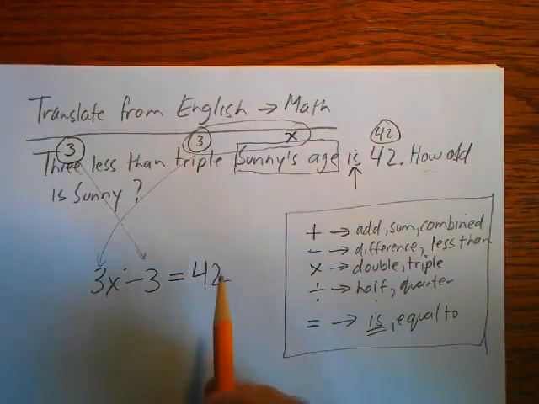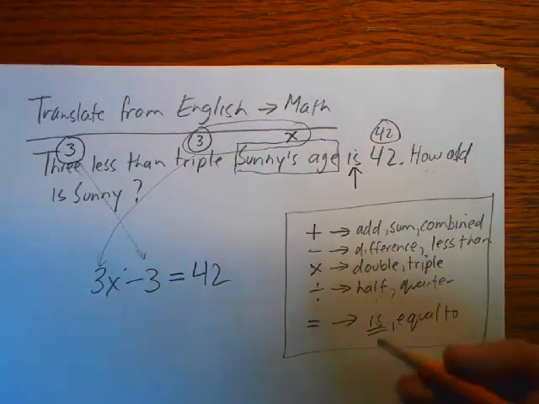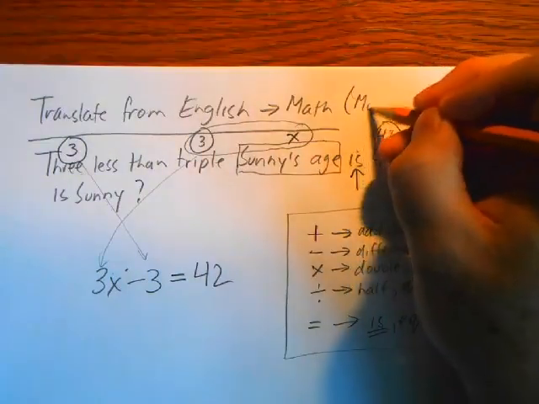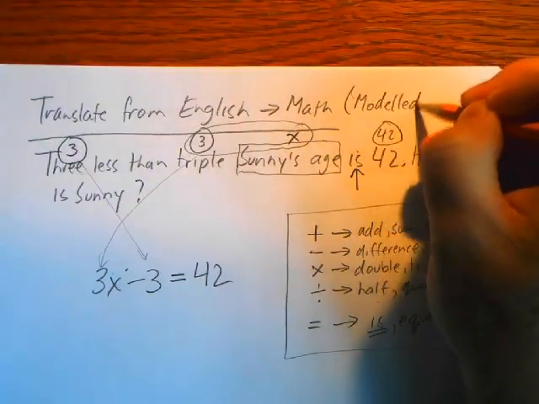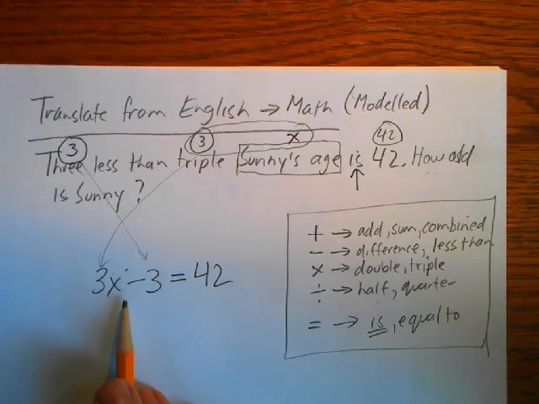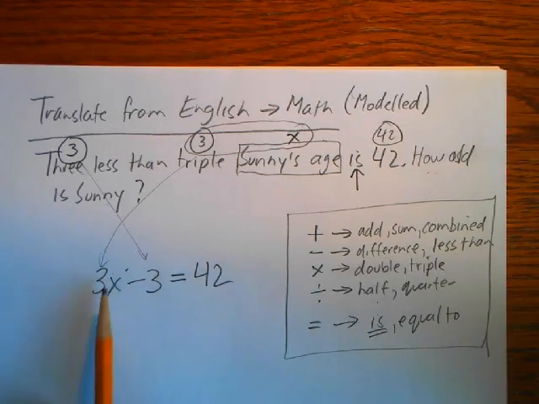All right, so we've actually modeled, and that's another math word, modeled, this English word problem into a math word problem. And we're letting X represent Sunny's age, and now what we want to do is solve it. I'll do the same thing that we did before. We want to do the same thing to both sides and get X by itself in the end.